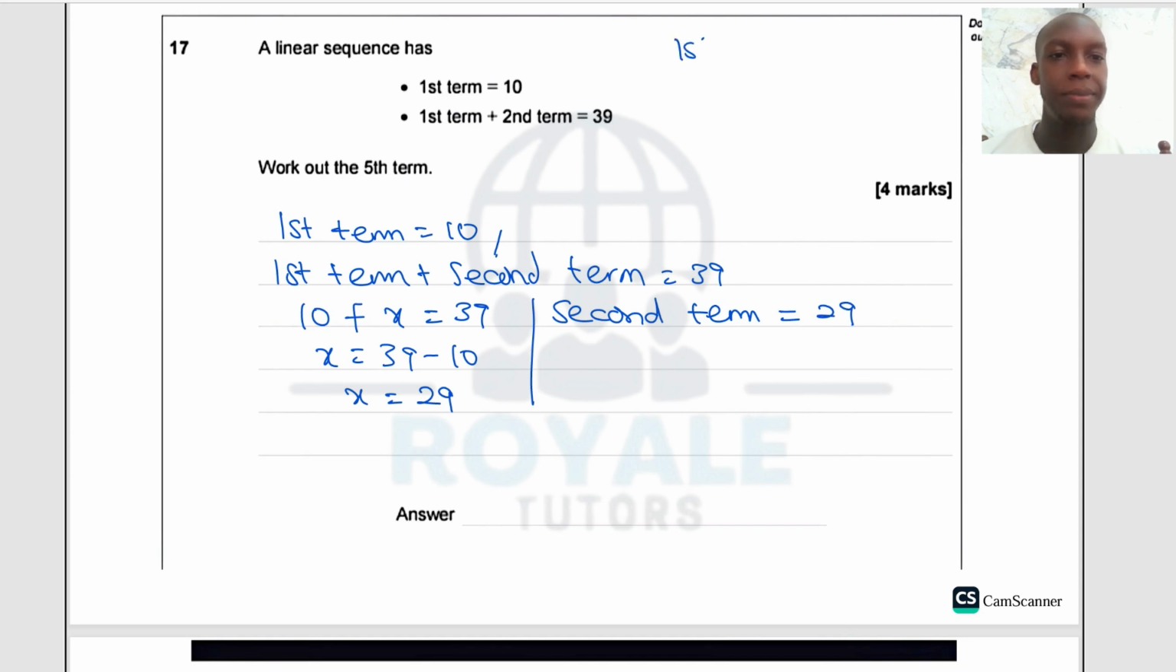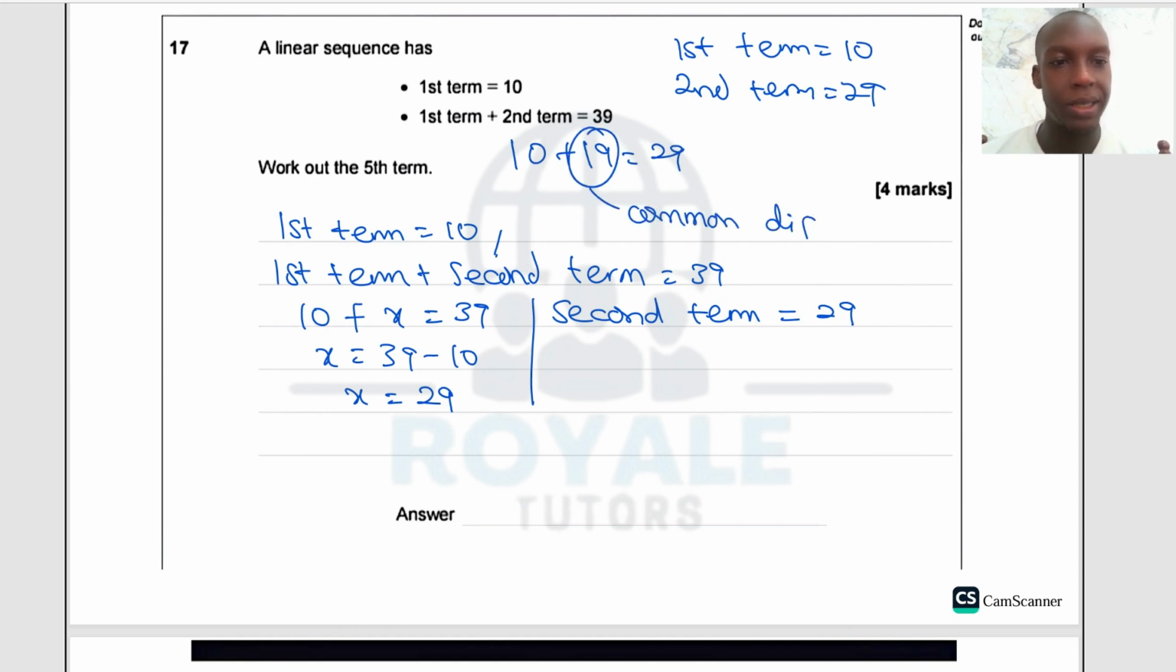So if the first term is 10 and the second term is 29, you agree with me that this is increasing by 19, because 10 plus 19 will give me 29. So this 19 is what we call the common difference. It means that as a linear sequence, this sequence keeps increasing by 19.